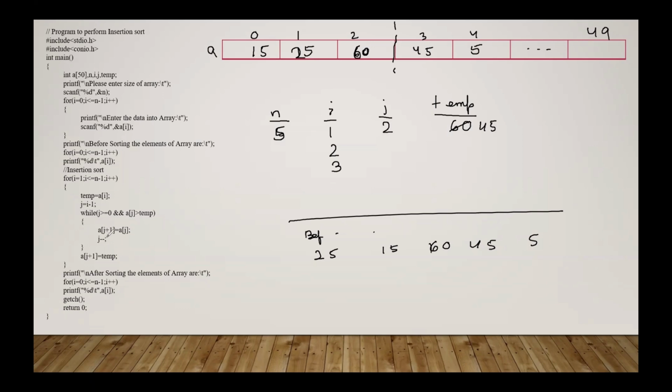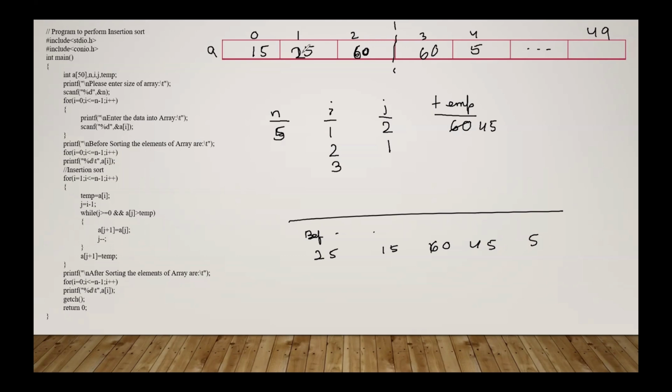What is the body of the while loop? a[j+1]. What is j? 2. So a[3] stores the value of a[2]. What is a[2]? 60. Now 60 is stored in which place? The 45 place. So 60 is stored here. Then j minus minus, so the j value is decremented by 1, that is 1.